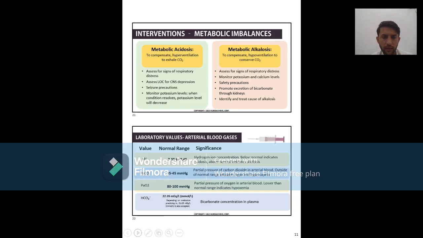We have another important parameter, bicarbonate, whose normal level is 22 to 26 milliequivalents per liter. Depending on the institution's practice, in some it is 21 to 28, but commonly the reference range is 22 to 26. This is the reference range for bicarbonate concentration in the plasma.